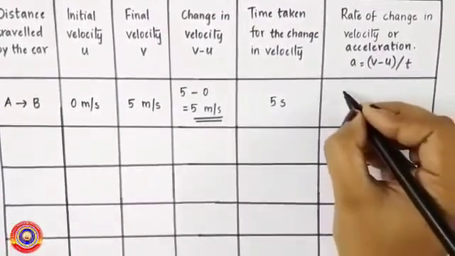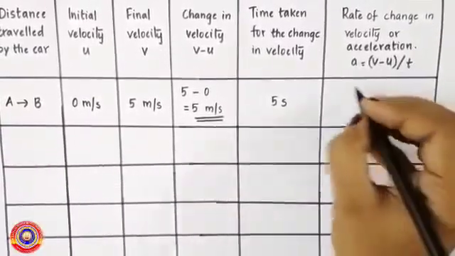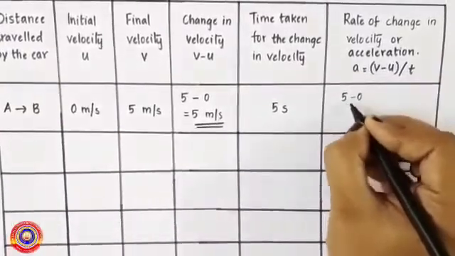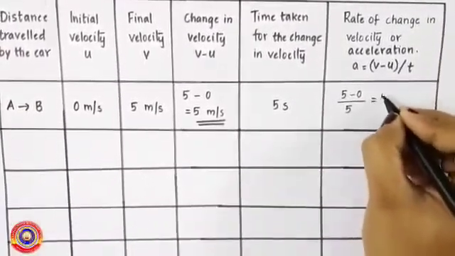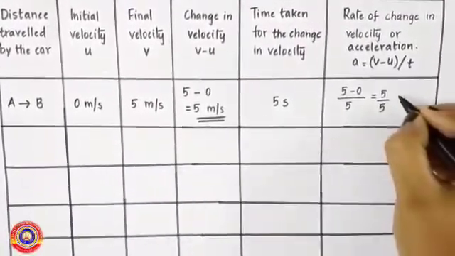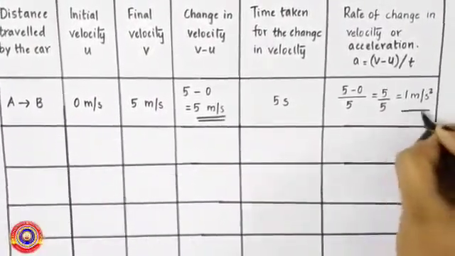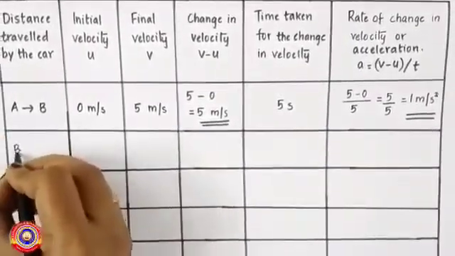Now we are going to look at the rate of change in velocity. Rate of change in velocity means change in velocity divided by time. That is 5 meter per second divided by 5 seconds. So cancelling each other, we get 1 meter per second square.